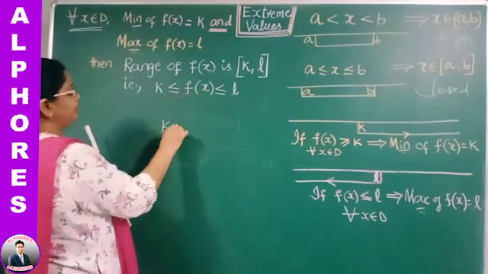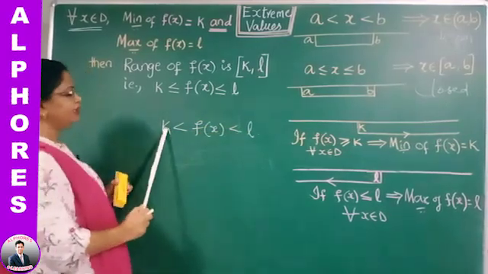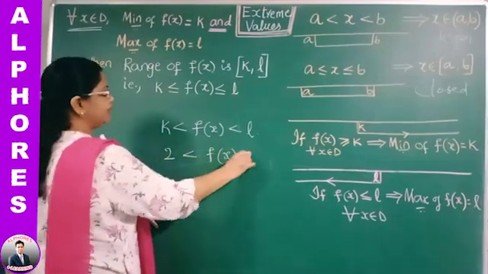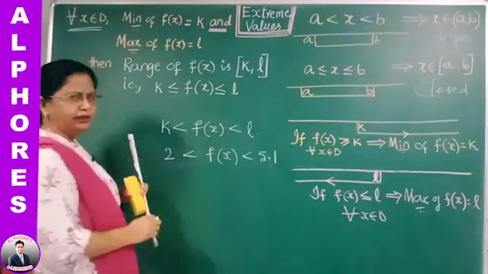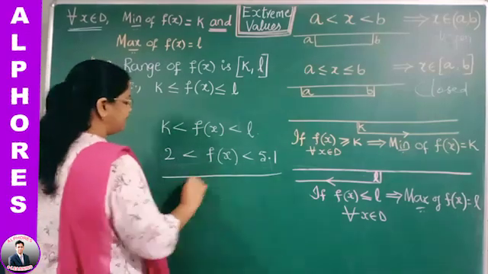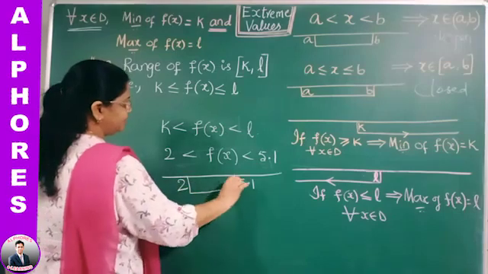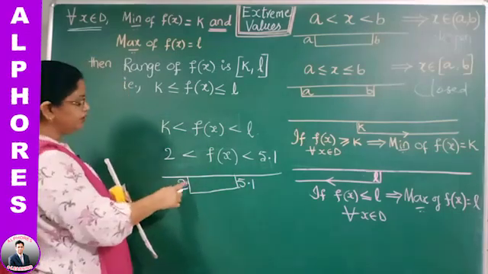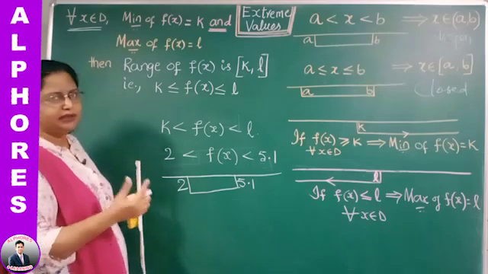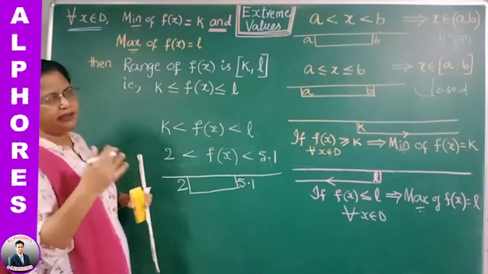That means if I write k less than f of x less than L, then I cannot say this is the minimum value. Suppose you write 2 less than f of x less than 5.1. Then you cannot say the minimum, because the values keep coming in this way, and you don't know exactly what the particular least value is. We can't say it is 2.0000000, and at the same time we can't say it is 1.999999.